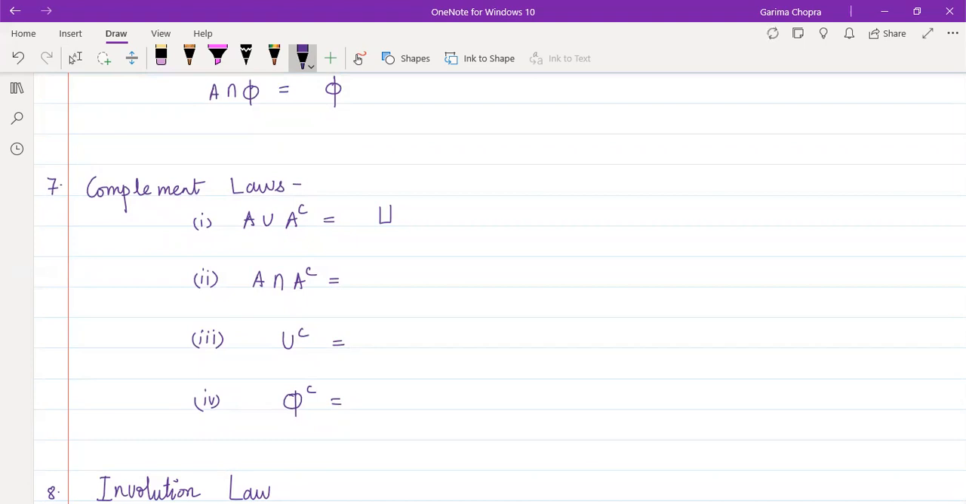We have the proof for all these. We can prove it very simply. These laws can be proved. And in the second one, we are taking the intersection of A and its complement. So this intersection will be phi.